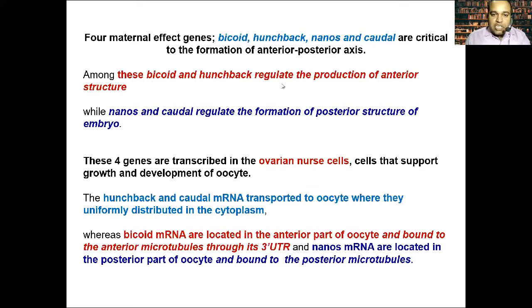Among these, bicoid and hunchback regulate the production of anterior structure. Nanos and caudal regulate the formation of posterior structure of the embryo. These four genes are transcribed in ovarian nurse cells, cells that support growth and development of the oocyte. The hunchback and caudal mRNA are transported to the oocyte, where they are uniformly distributed in the cytoplasm.